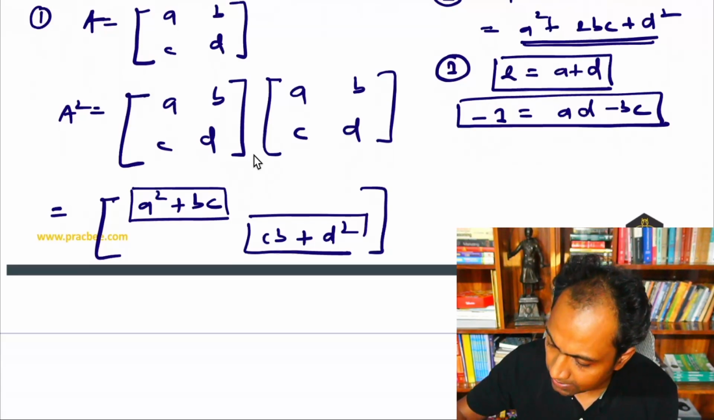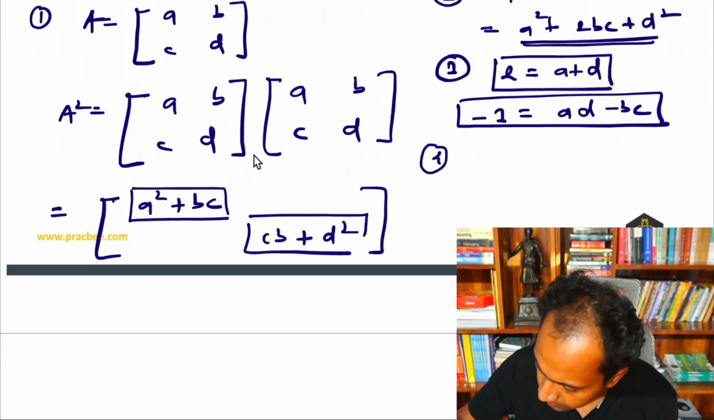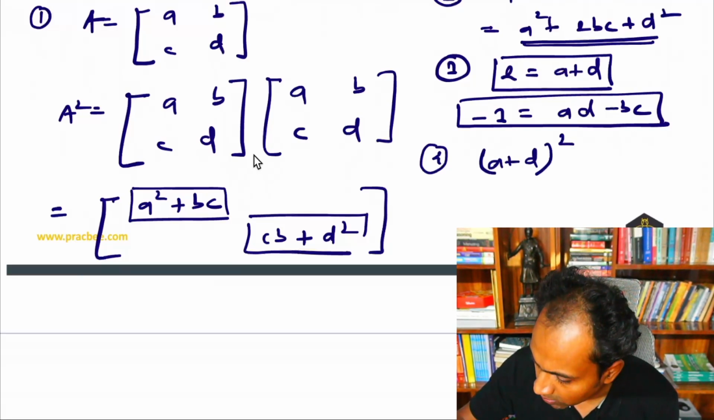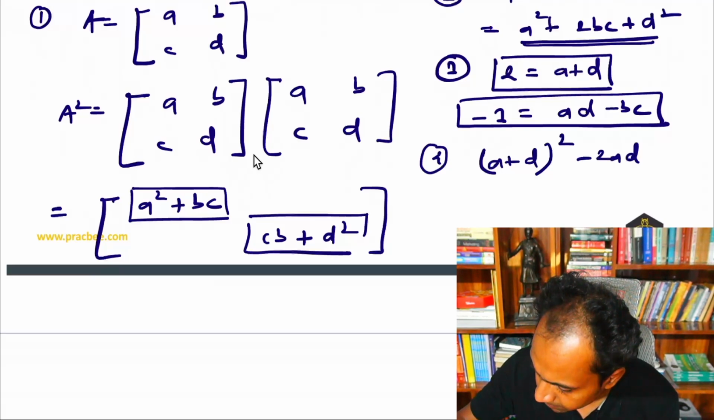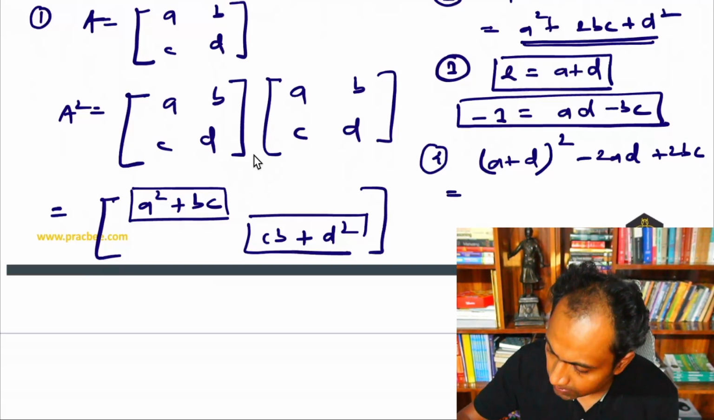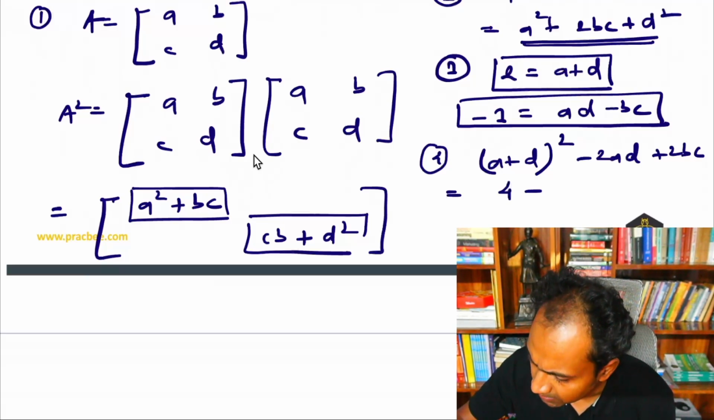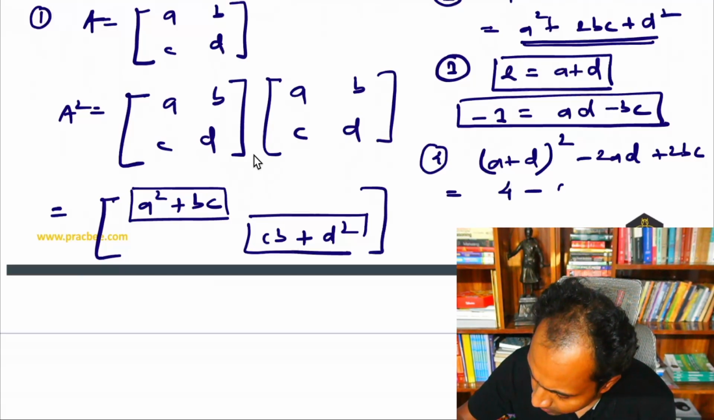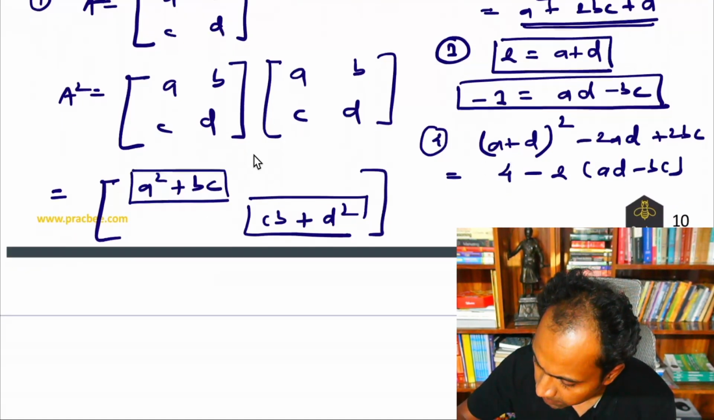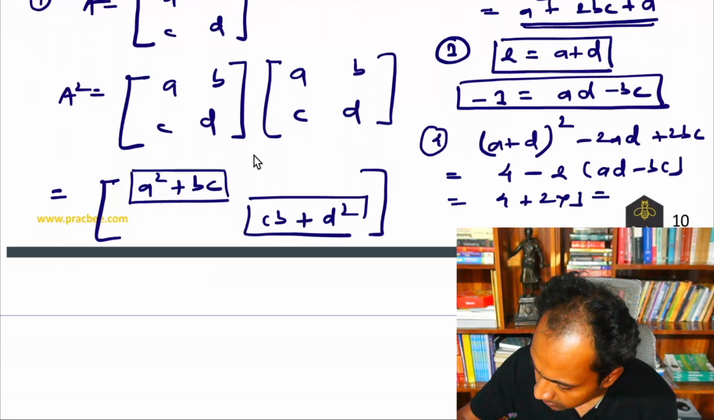So you can see that if I go back to my expression, I can write it as nothing but A plus D whole square. Then what would be left is nothing but 2AD plus 2 times BC. Now here A plus D whole square will become 4, and then AD and BC have a relation between them. If I just take this 2 common, this will become AD minus BC, and this is equal to minus 3. So the answer comes out to be 4 plus 2 into 3. Answer comes out to be 10.